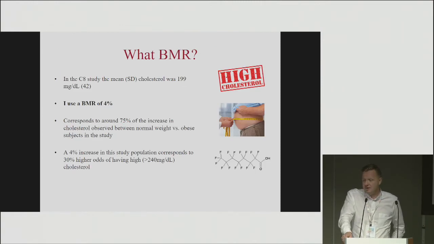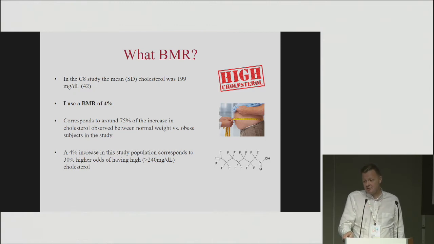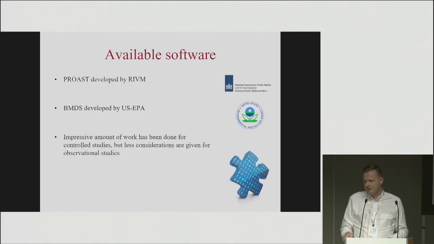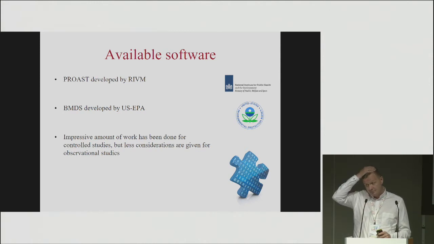I chose a BMR of 4%. Why did I choose a BMR of 4%? That is a really small increase, isn't it? Because it corresponds to around 75% of the increase in cholesterol observed between normal and obese subjects. It's about half of the cholesterol increase on average that you see from age less than 30 to more than 80. So it is a quite strong dose response, I think, because it corresponds to some of the strongest determinants of cholesterol. And there are two very nice softwares available. PROAST developed by RIVM and BMDS. I've looked at both.